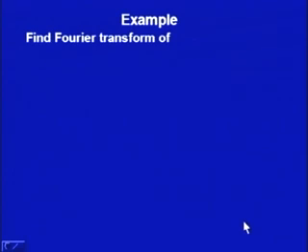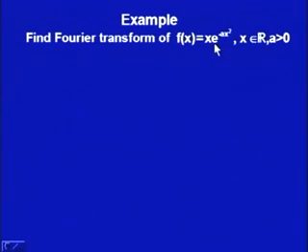Find the Fourier transform of f(x) equals x times e to the power minus a x square, x belonging to the whole real line and a positive. You remember that just now we found the Fourier transform of e to the power minus a x square. That was not very simple; we had to evaluate one integral which was a little bit difficult. Now, here we have the function x times that one. How are we going to proceed? We will use the property we just obtained about these Fourier transforms.